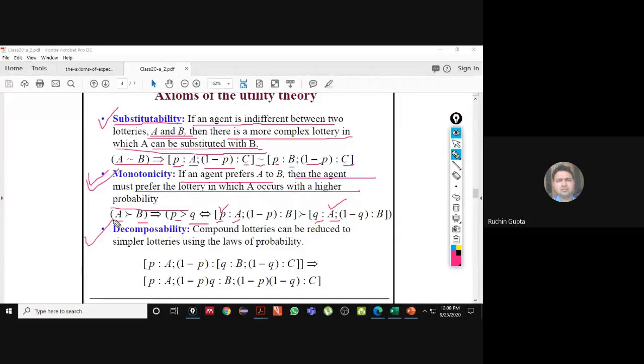Then we have this last rule, decomposability. Compound lotteries can be reduced to simple lotteries using the law of probability like this. So if we have a lottery like this, and we have A with the probability P and 1 minus P is the probability associated with this, then it can be decomposed like this. Right. So we are not going into very much detail of these rules. Okay. So all these rules are supposed to be true, and that's why they are called the axioms of utility theory.